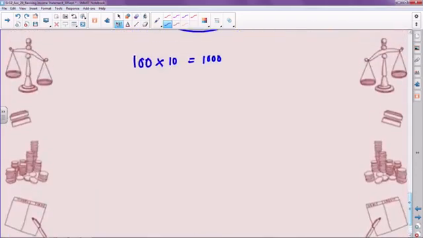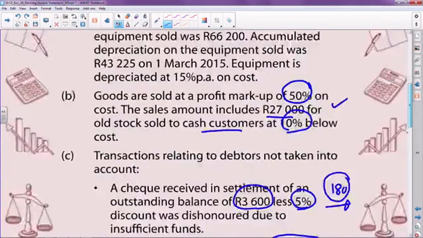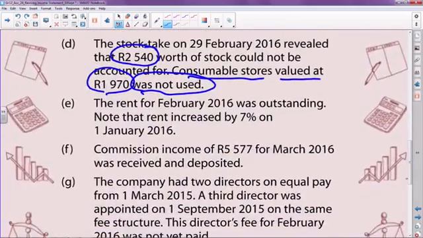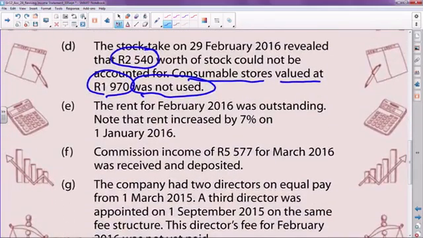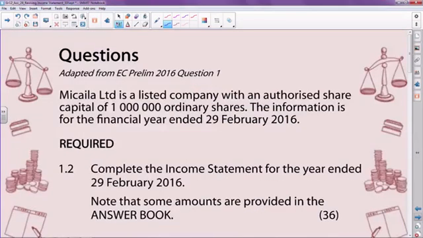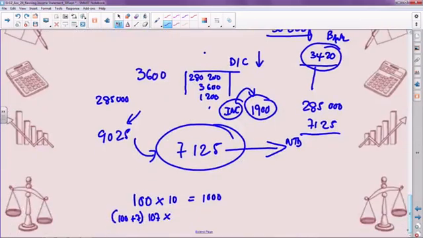Got it? Right. Then there was an increase of 7%. So immediately you tell yourself 100 plus 7 will be 107 times 1 month. Why 1 month? Because you are told that the rent increased and the rent for February was outstanding. So immediately you know that this can only be your rental for 1 month. 107 times 1 is equal to 107. What do we do? Add the two components now.